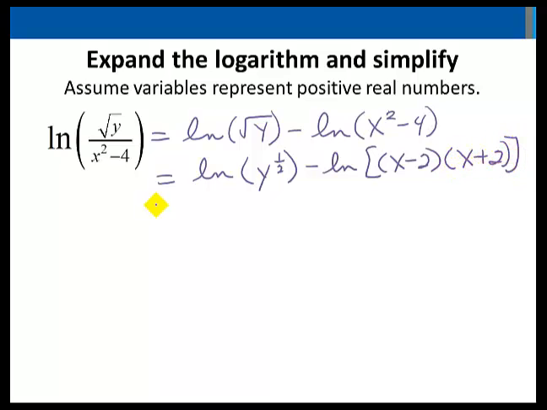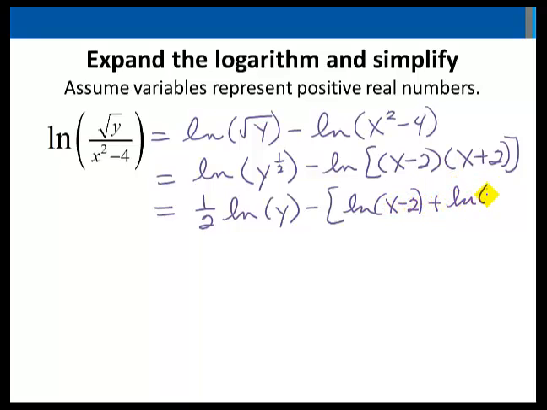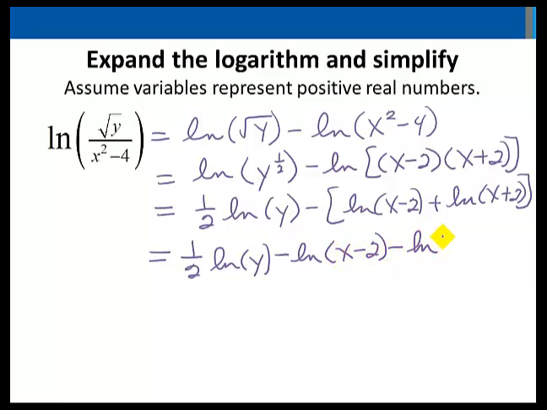We can then use the power rule to rewrite the natural log of y raised to the 1/2 power as 1/2 natural log of y, and use the product rule to write the natural log of x minus 2 times x plus 2 as the natural log of x minus 2 plus the natural log of x plus 2. And we'll finish off with 1/2 natural log of y minus natural log of x minus 2 minus natural log of x plus 2.